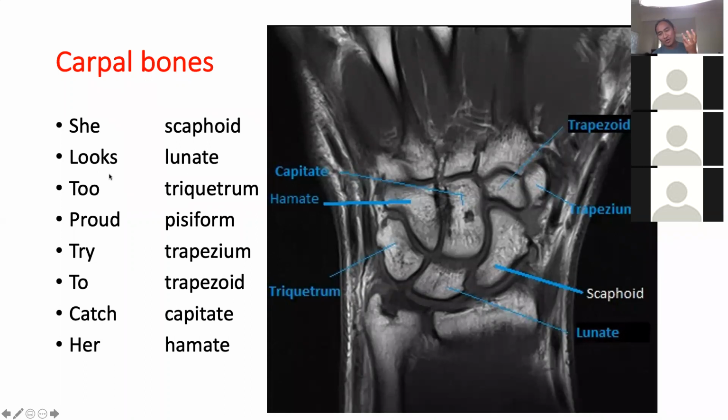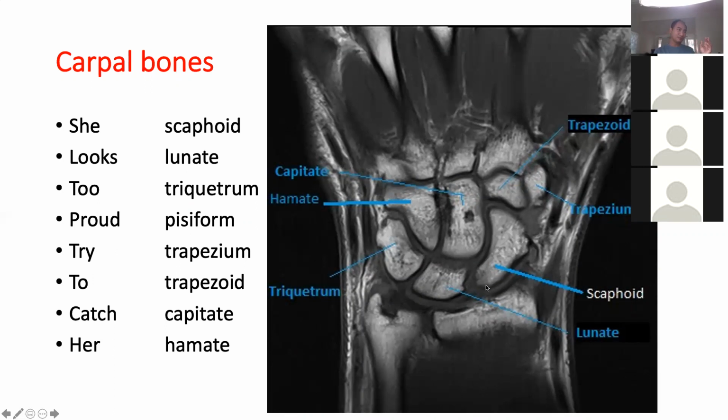So the mnemonic we should use is: she looks too proud. That's the first rule. Try to catch her. She looks too proud. Try to catch her. Go and get her. She stands for scaphoid. Look at it here. This is the scaphoid. You are going from radius to ulna.